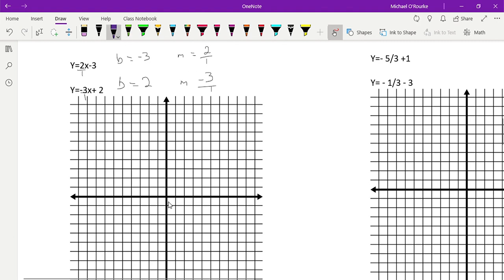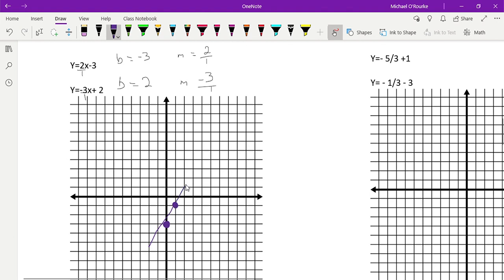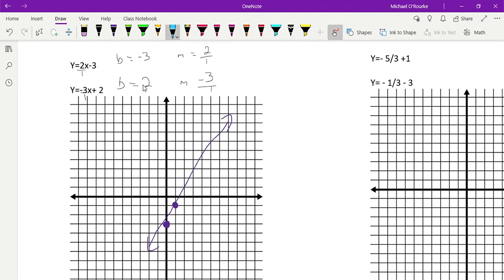So watch here. I'm at negative 3. 1, 2, 3. Put a dot. Up 2 over 1. And then for the other one, which is good, my other one is going to be, I'm going to put it in blue. 3 over 1. I put a dot at 2.